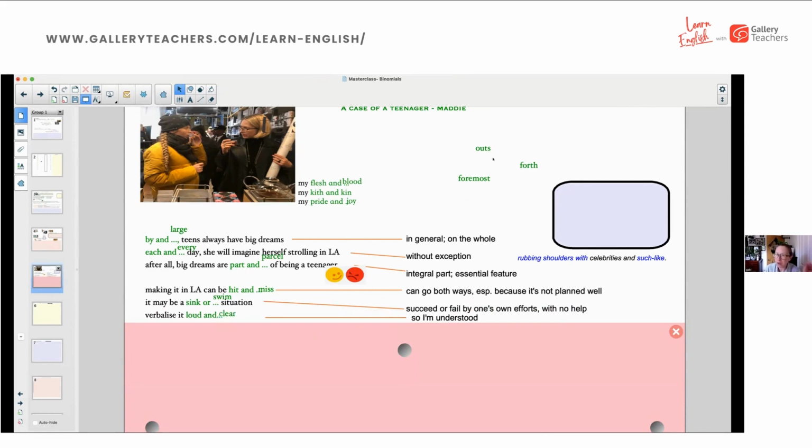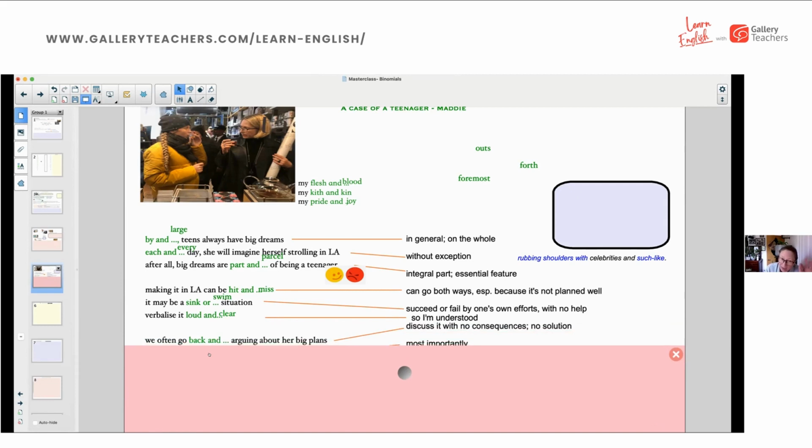I just want to make sure I'm understood, and I want to make sure she understands, right? So this is why we don't often see eye to eye, because I understand dreams are part and parcel of being a teenager, and I understand that's what she wants. But it could be a hit and miss, and it could be a sink or swim situation. So I have to say it loud and clear so she's prepared.